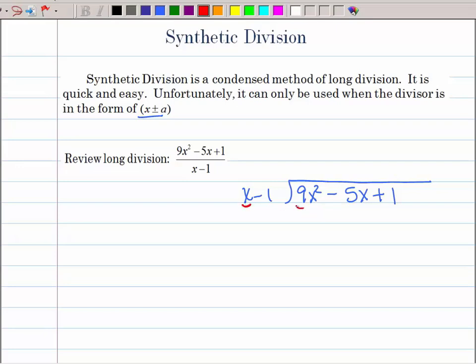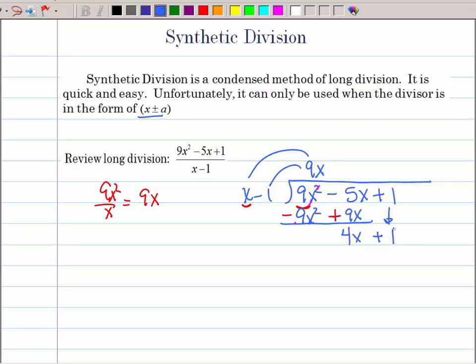We look at those first terms and we're dividing those. And we're saying if I divide that, I would get 9x. And so we put that on top. And then we multiply that. We get 9x squared minus 9x. And then we need to subtract. So subtracting is just adding the opposite. And the idea is for that to always cancel out. And then we have a positive 4x.